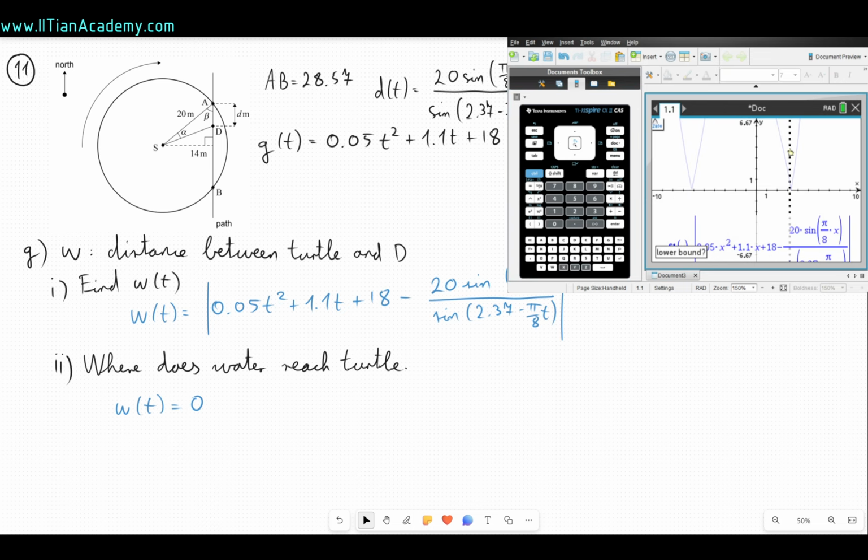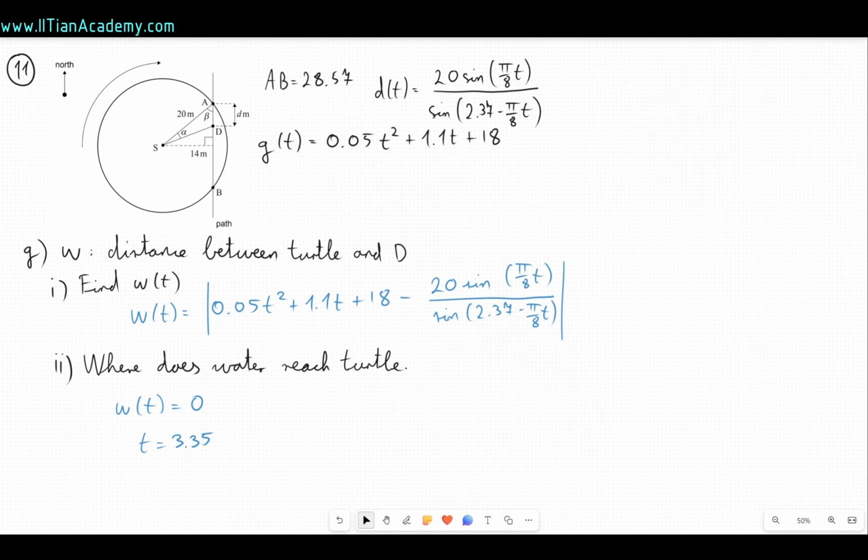We can analyze graph 0. So we see that this function has a 0 at t is equal to 3.35. So this is the time when they meet, and we also want to see where. So to do that, we simply need to go back to the function for the turtle. So what we need to do is plug this time into the turtle, and so this will be 22.2 approximately if we plug in this time of 3.35 into this expression.